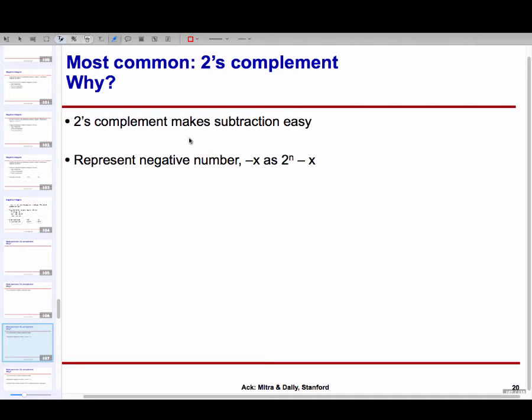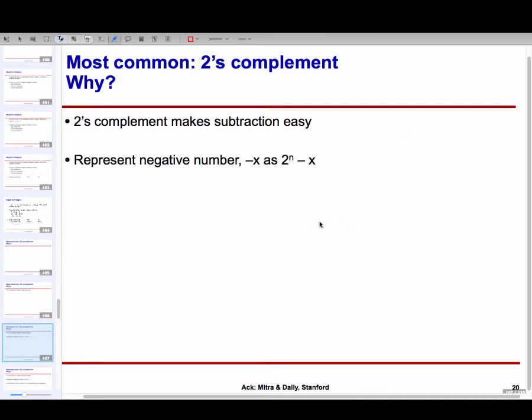The idea in 2's complement is that we represent a negative number, minus x, as 2 to the power n minus x. 1's complement is the same as 2 to the power n minus x minus 1. So let's say I have an n-bit number, say a 4-bit number. Then 2 to the power 4 minus 1 is the number 15. It's all 1's. Whereas 2 to the power 4 is 1 followed by 4 zeros.